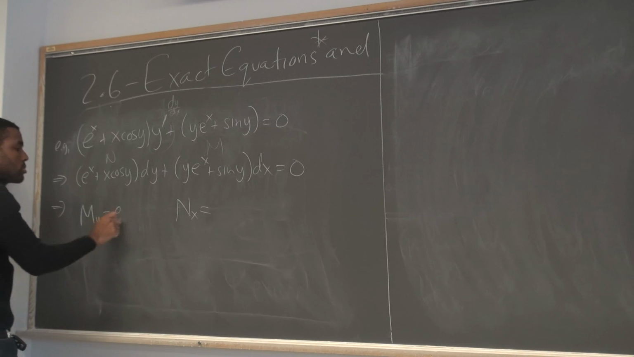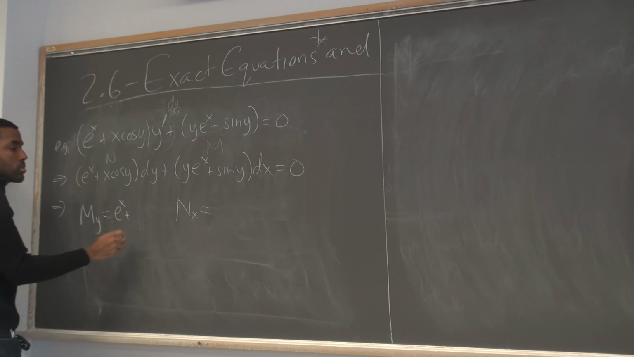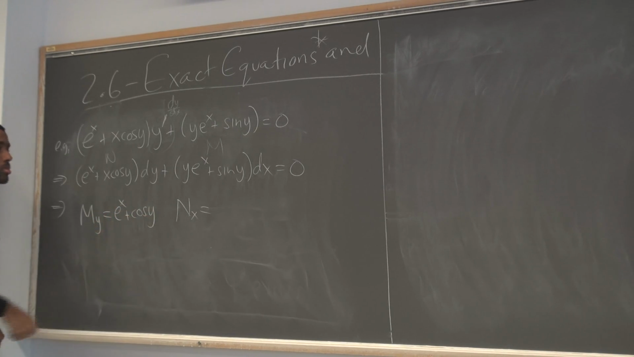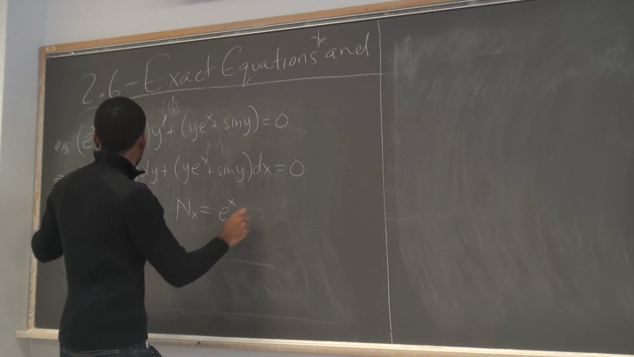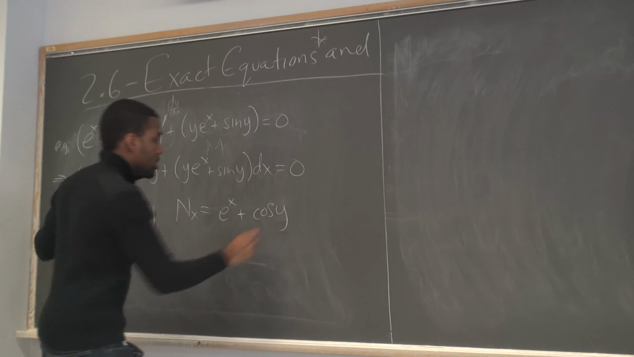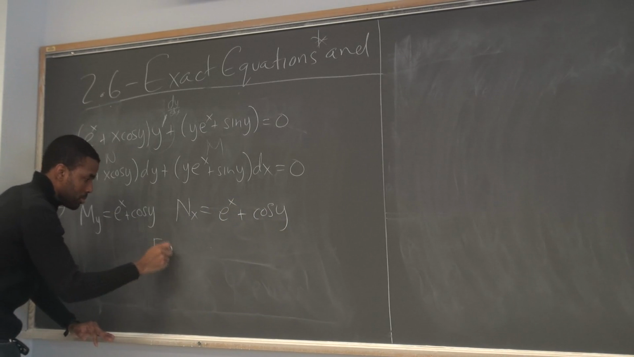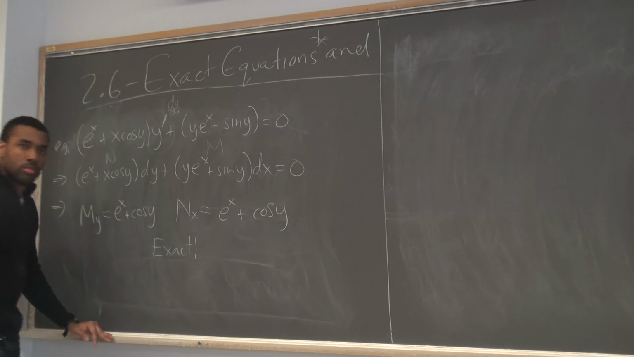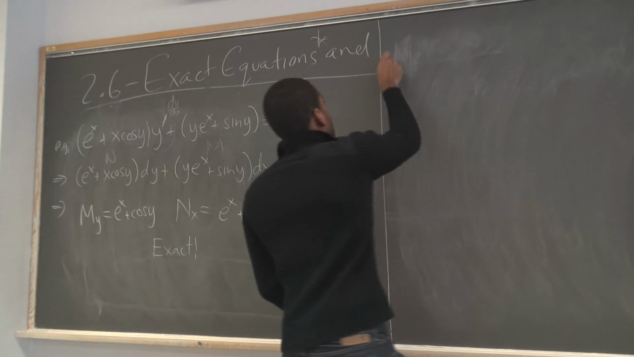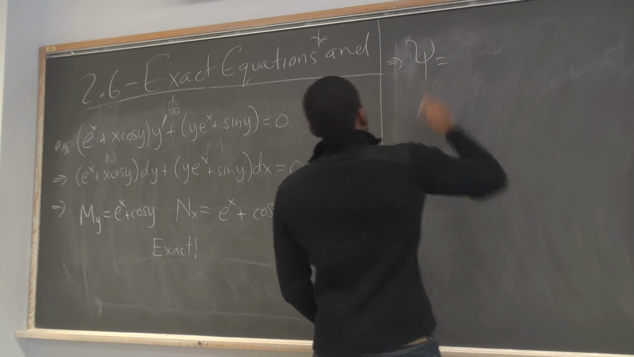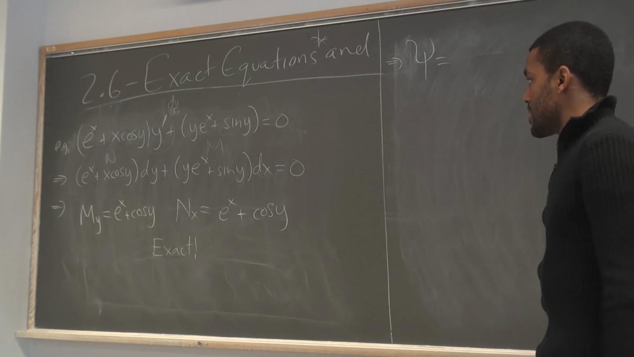e to the x plus cosine y. Take the partial with respect to x of this, partial with respect to x of e to the x plus cosine y. Ah, they're exact. So, it means my function psi exists. How do I find it?